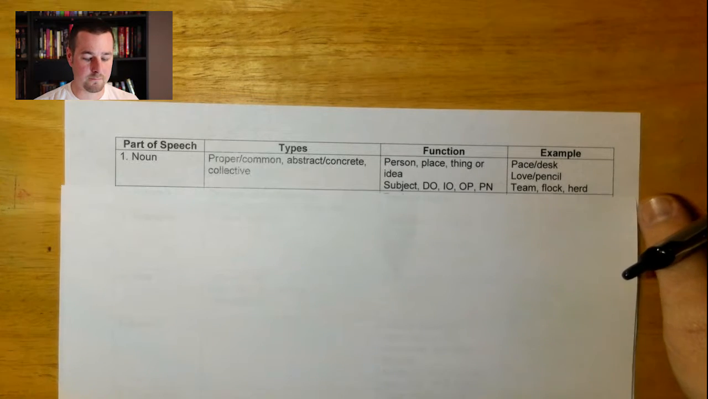So I'm going to be going over this chart. It's going to be on my website. You can go ahead and download that and go through it. Go through it with me. So first of all, the first part of speech, very, very basic part of a sentence, is the noun.